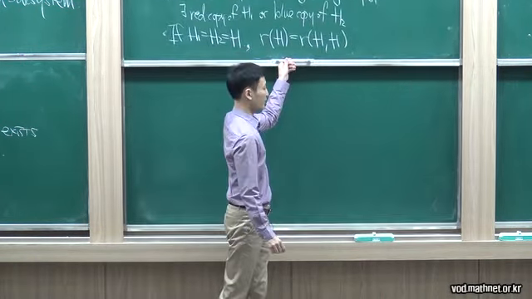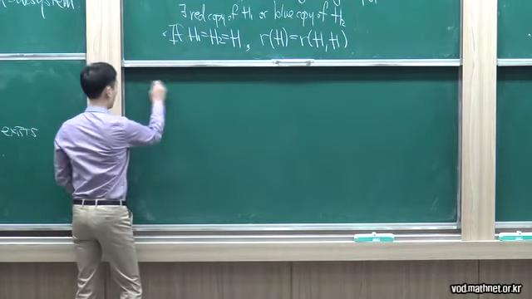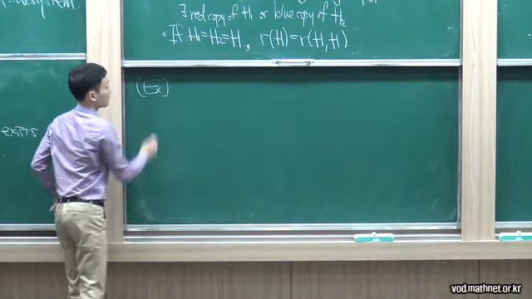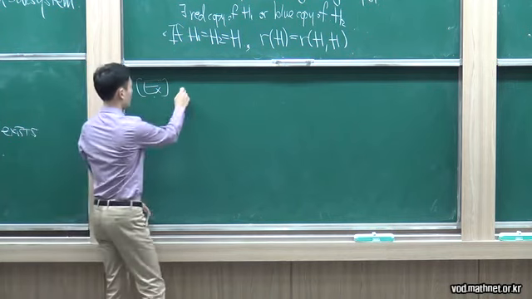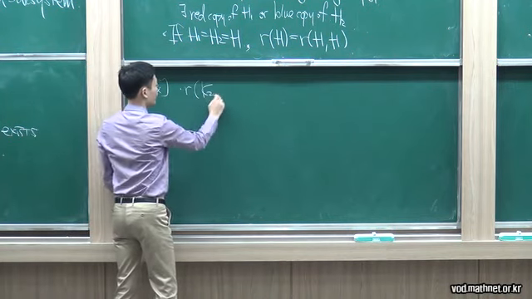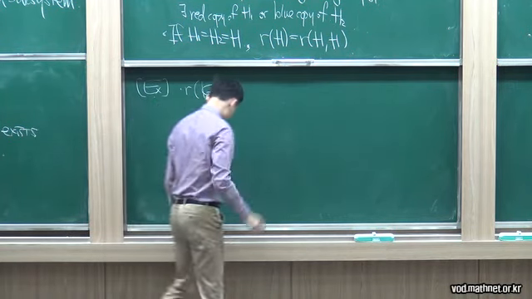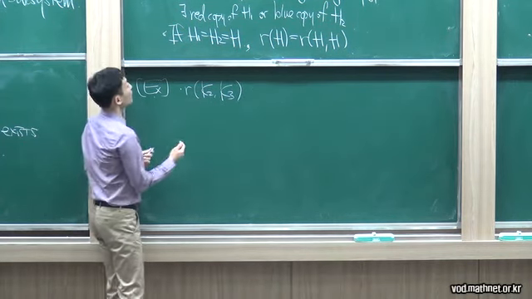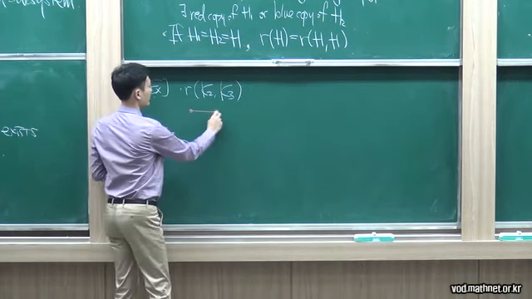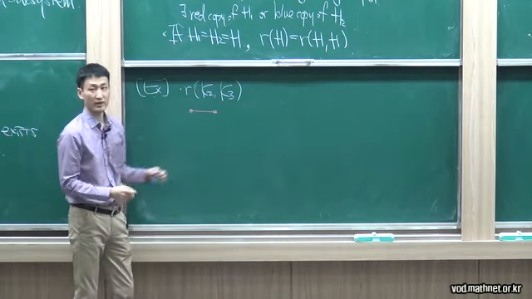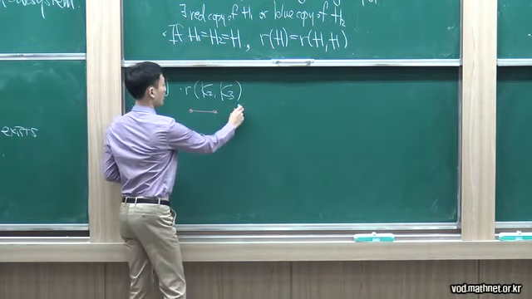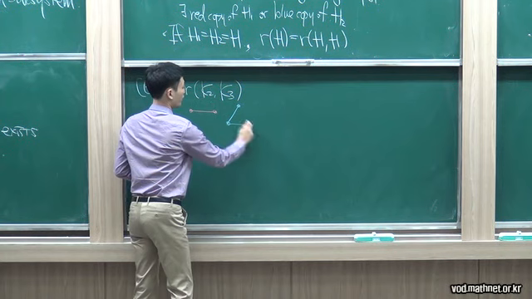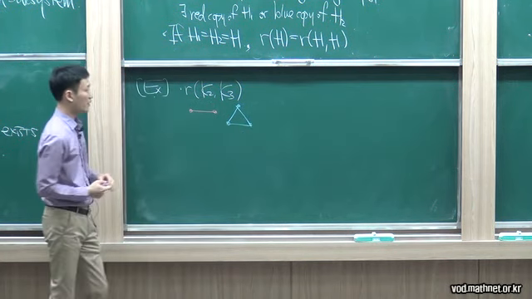So let me show you an example. Let's start with a very easy example, R(K2, K3). So we have two colors, conveniently red and blue. So I want to find a red K2, that is two vertices connected by an edge, or a blue K3, three vertices pairwise connected by edges.